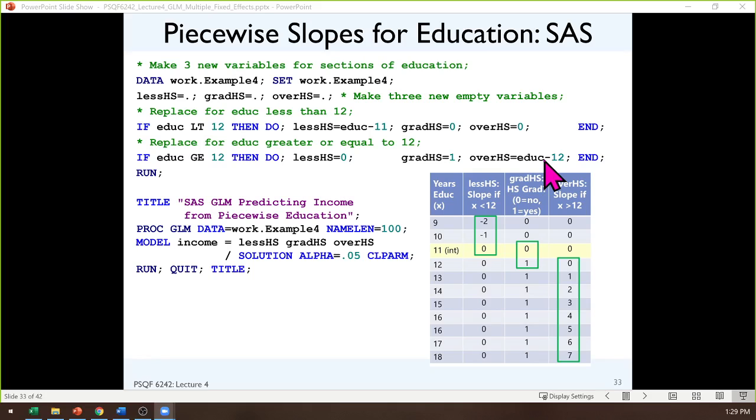Okay, thank you. Yeah, so you can think of this as like different slopes for different folks, right? The job of the first variable, less than high school, is to differentiate amongst people with 2 to 11 years. The job of the second variable is to differentiate amongst people with 11 versus 12. And the job of the third variable is to differentiate amongst people with at least high school. So 1 more would be 13 years, 2 more would be 14, and so on.